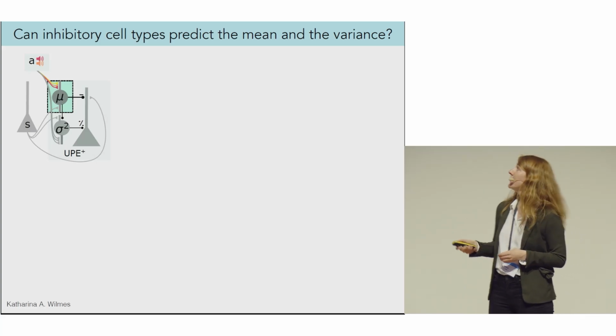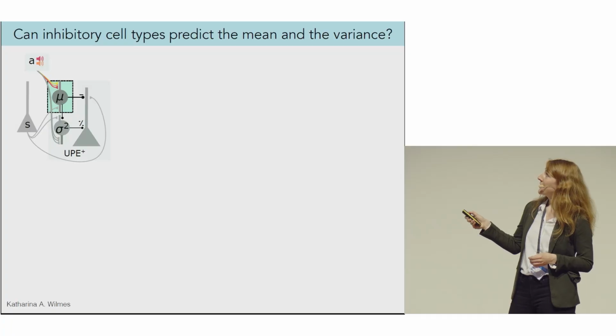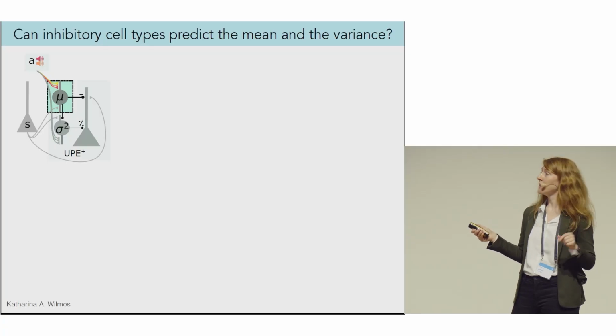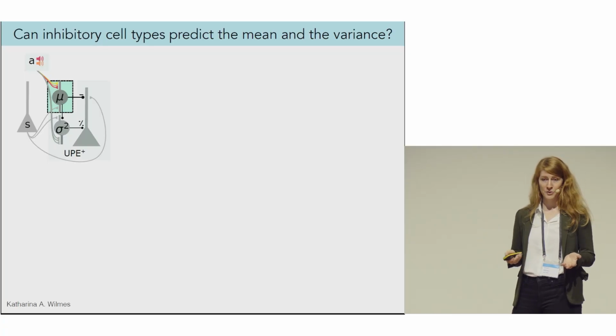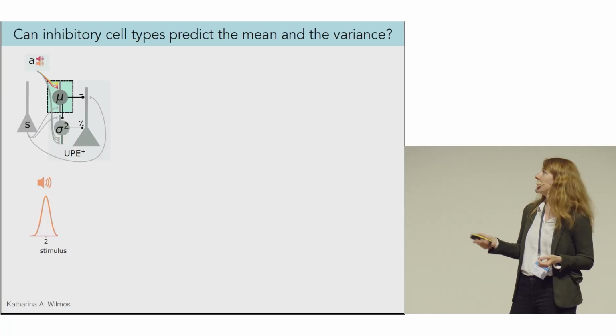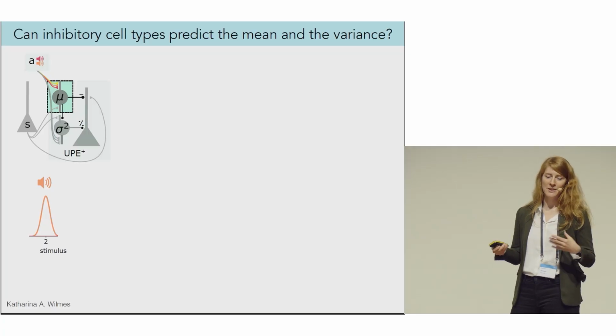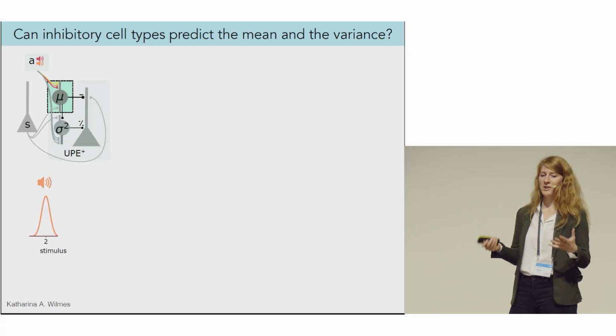And we were wondering whether we can learn some weights from a higher level representation of the sound, which is predictive of the upcoming stimulus, to the SSTs, such that after learning, the SSTs reflect the mean of the distribution. So what we do is we present to the model a sound stimulus together with samples from the somatosensory stimulus distribution, which is a Gaussian.